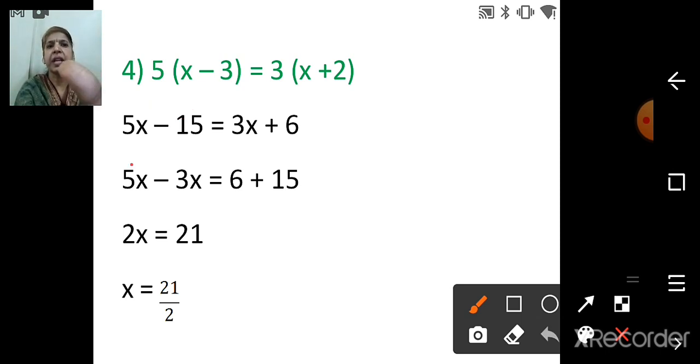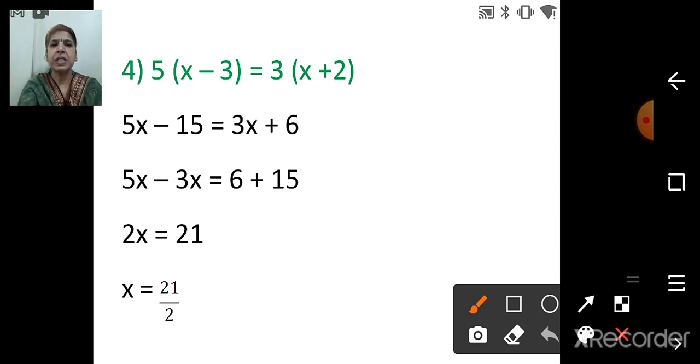5 multiplied with x is 5x. And then next is 5 multiplied with minus 3. So 5 multiplied with minus 3 is minus 15 is equal to, now here 3. 3 multiplied with x will give us 3x plus 3 multiplied with 2 will give 6. So we have got here 5x minus 15 is equal to 3x plus 6. So the first step we have done is opening the bracket.